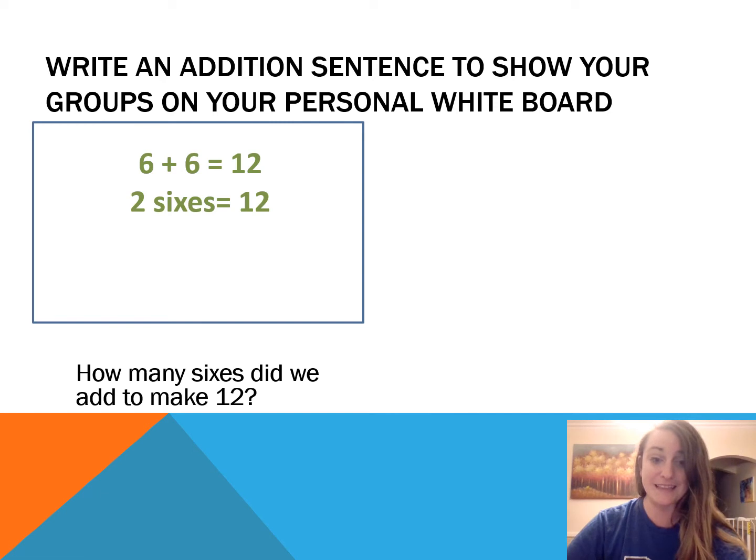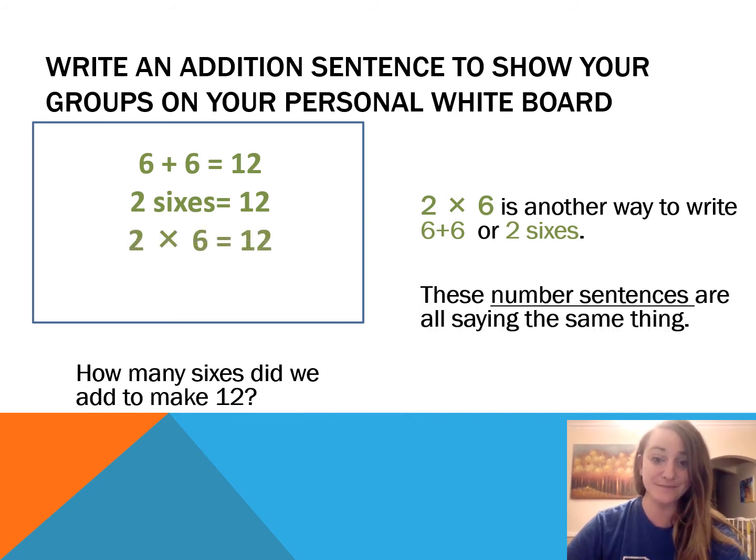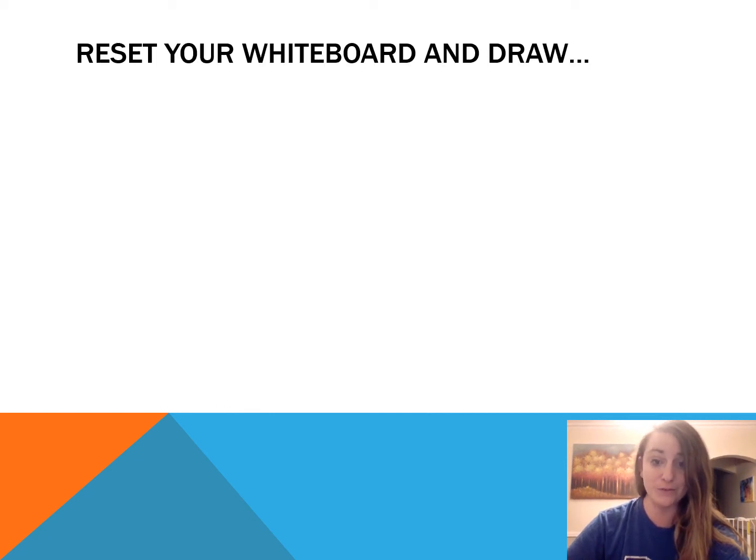2 6s equals 12. 2 times 6 is another way to write 6 plus 6, or 2 6s. These number sentences are all saying the same thing. 6 plus 6, 2 6s, and 2 times 6 are all the same. They all have a total of 12.